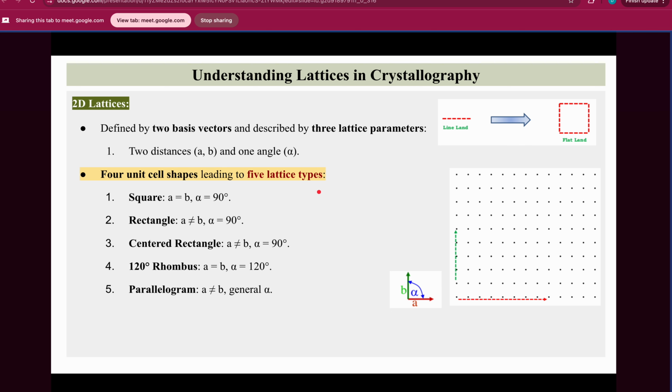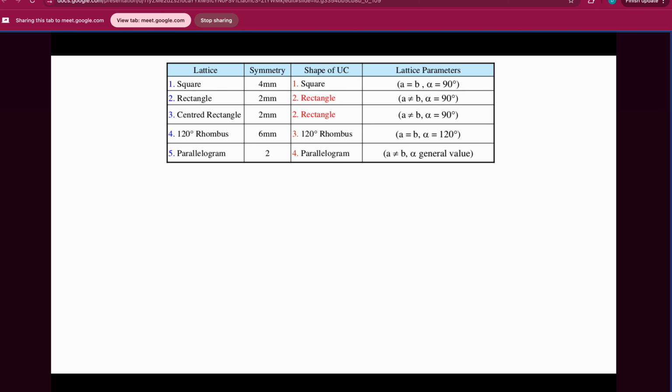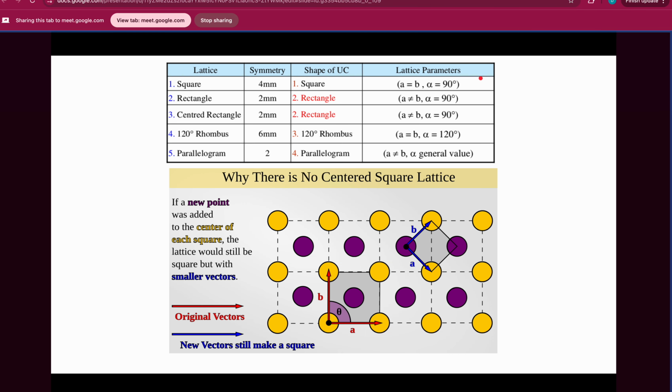When we consider two different vectors, there is a possibility of five types of lattices: square, rectangle, centered rectangle, 120-degree rhombus, and parallelogram. One by one, we'll go through them, how they are produced and what they mean. This is just a table to show you their symmetry, the shape of the unit cell, and the lattice parameters such as A and B and then the alpha angle.